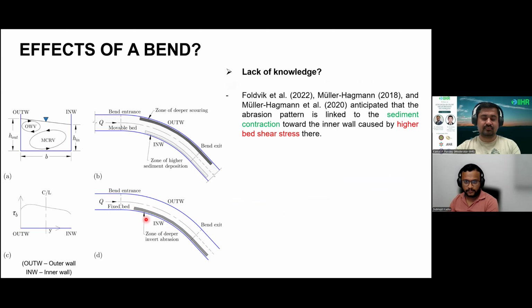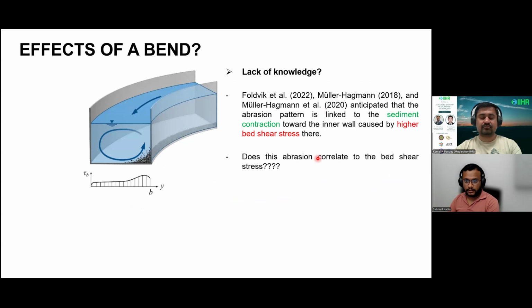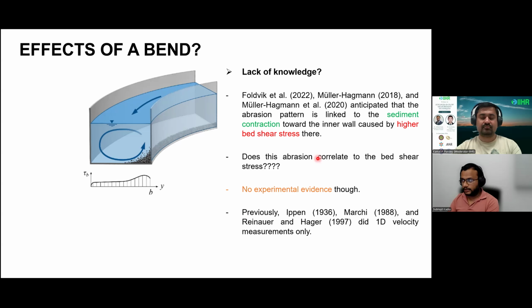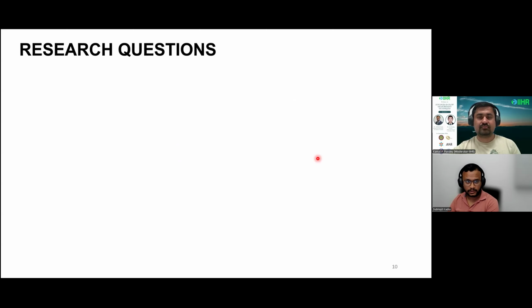Due to the lack of knowledge, previous studies anticipated that the sediments are concentrating toward the inner wall, and the bed shear stress is higher toward the inner wall. As a result, the abrasion is deeper toward the inner wall. However, that was questionable, and no 3D experimental data were available, only 1D experiments were performed for supercritical flows. So I took this opportunity and conducted experimental work with 3D particle tracking velocimetry.